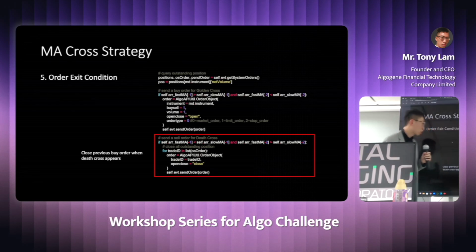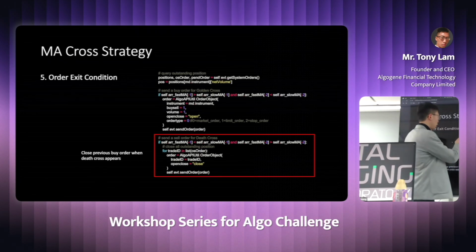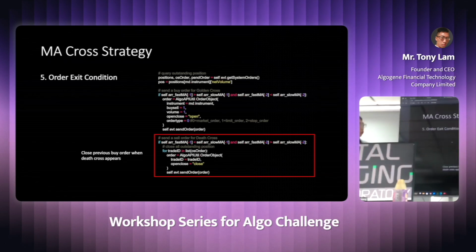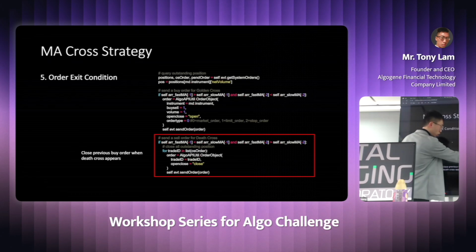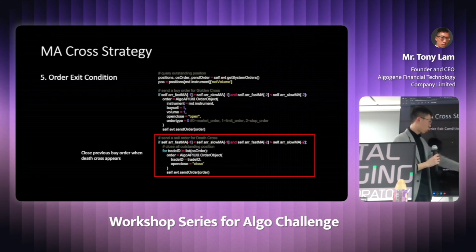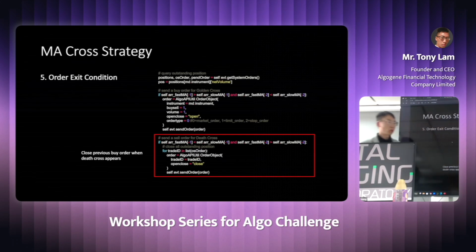Next will be the death cross. The logic is quite similar. Because now we are trading stock, we don't really want to do short selling. So if we observe a death cross, we won't open another position. Instead, we will close the previous order. So once we identify that death cross, we will use the same variable here. Here we get all our outstanding orders, and then we will close all our outstanding orders.